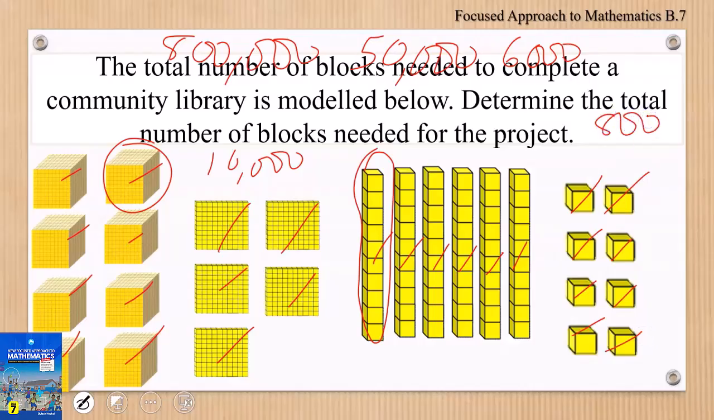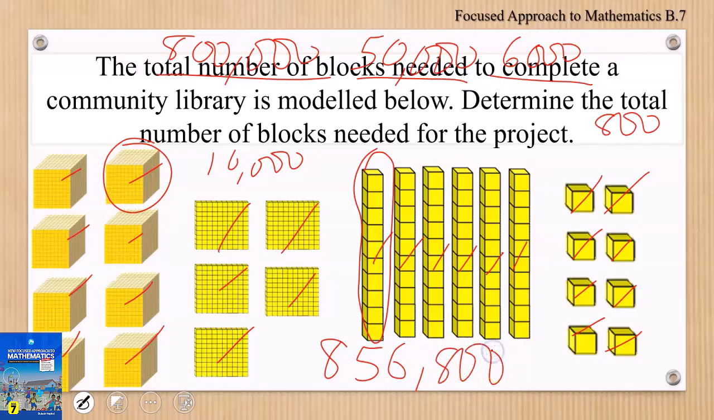Now when we put all together, we are going to get our answer to be 856,800. That is 800,000, 50,000, 6,000, and 800. This will be the number of blocks needed to build the community library. This is how we use models to write huge numbers.